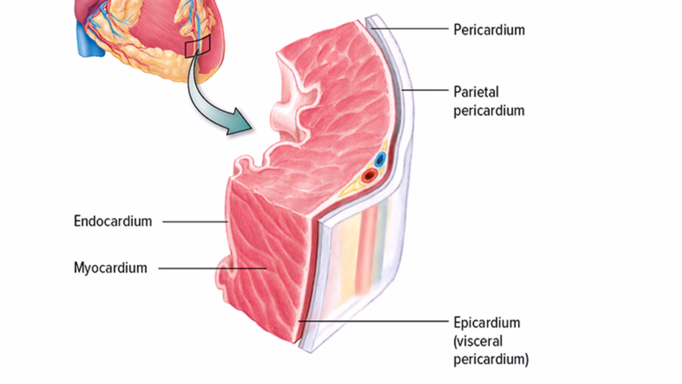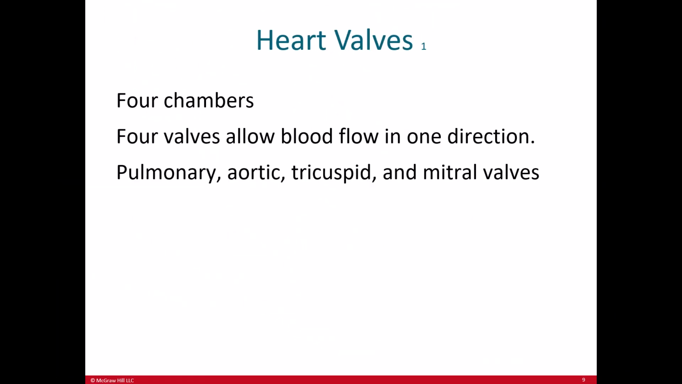Myocardium, myo means muscle, so this is the muscular layer of the heart. And then at the bottom we can see the epicardium, which is the visceral pericardium. So remember, epi means upon or over, so this is on the outside. All right, heart valves, we have 4 chambers. 4 valves allow blood flow in one direction. Pulmonary, aortic, tricuspid, and mitral valves.